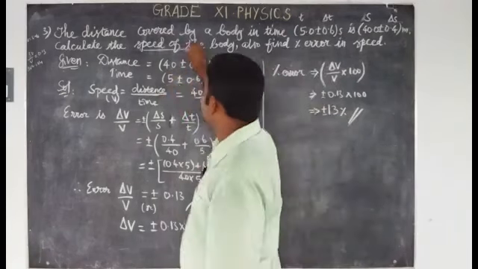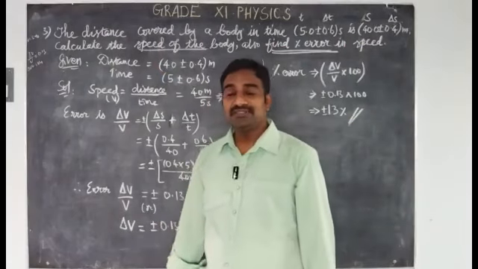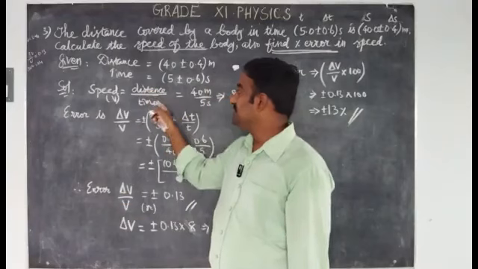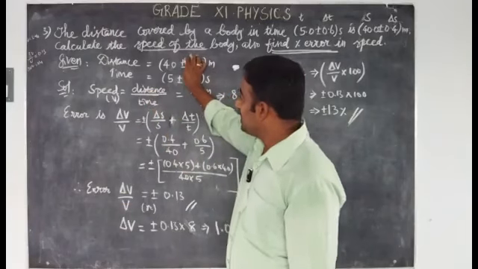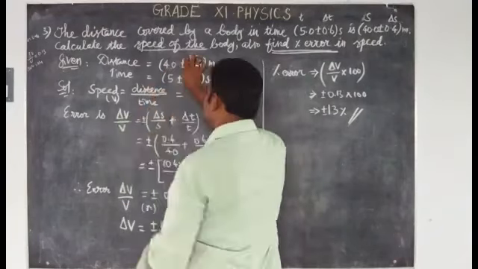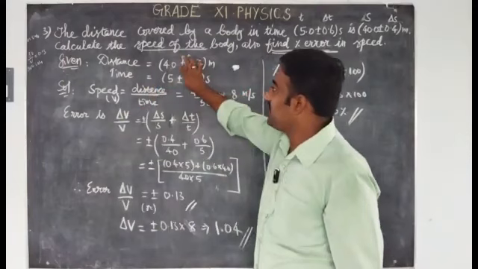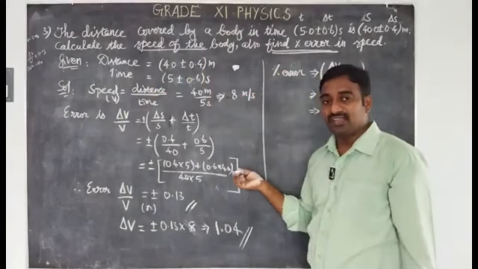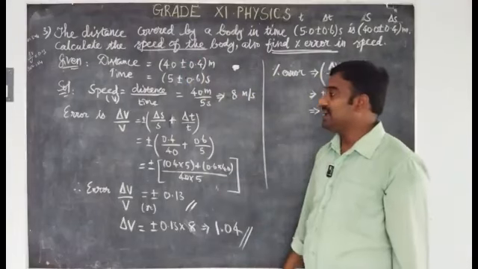So how to calculate the speed? We know the rate of change of distance. So distance covered by the body in a time, distance by time, is the speed. Leaving the error aside, this much distance is covered by the body in this much time. That is, 40 meters covered by the body in 5 seconds, that is equal to 8 meter per second. But it is not accurate. It has some error. We need to calculate the error.